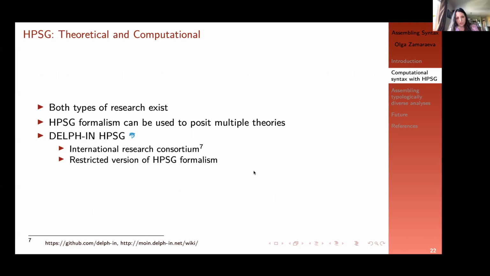And in HPSG, we have different tracks of research that have been coexisting for many years now. There is a purely theoretical branch of HPSG, and there are actually several branches of computational research, and I represent one of them. And that research community is called DELPH-IN. It stands for Deep Linguistic Processing with HPSG Initiative. And it's an international consortium, and we use a particular restricted version of the HPSG formalism, which was optimized for faster parsing, for example.